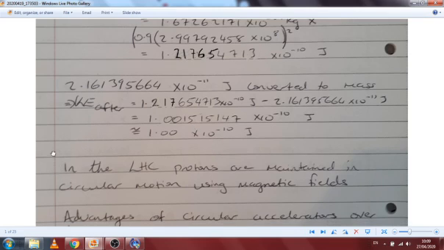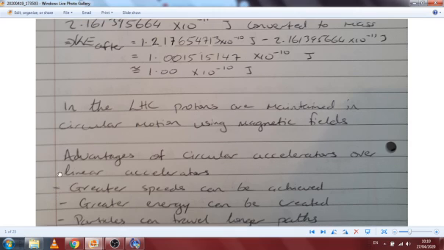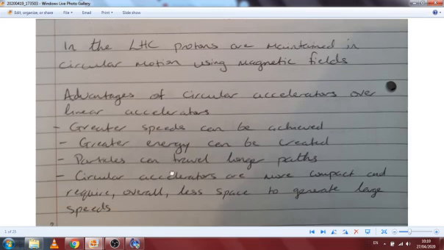Then they ask us how protons are maintained in circular motion in Large Hadron Colliders. So they're kept in their paths using magnetic fields. And then a few advantages of circular accelerators over linear accelerators are, first off, greater speeds can be achieved. Similar is greater energy can be created, so the greater speeds can give you greater energy, and that calculation kind of shows why. When you got the protons up to 0.9 times the speed of light, which is the fastest thing in the universe, you can then get pions and things created, and you have large energies left then as kinetic energies. More energies means you can have more particles.